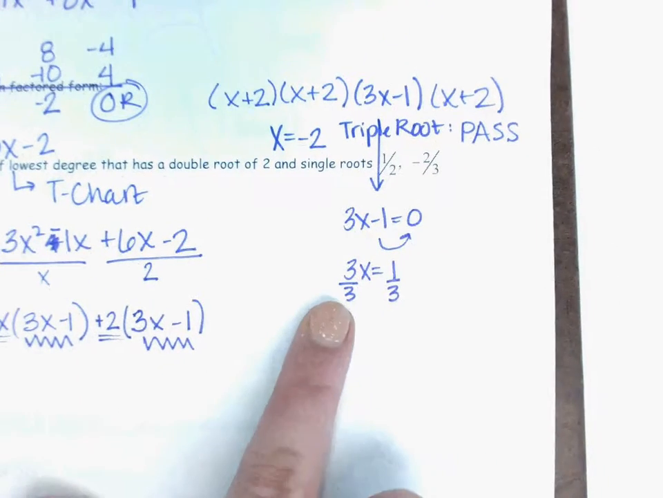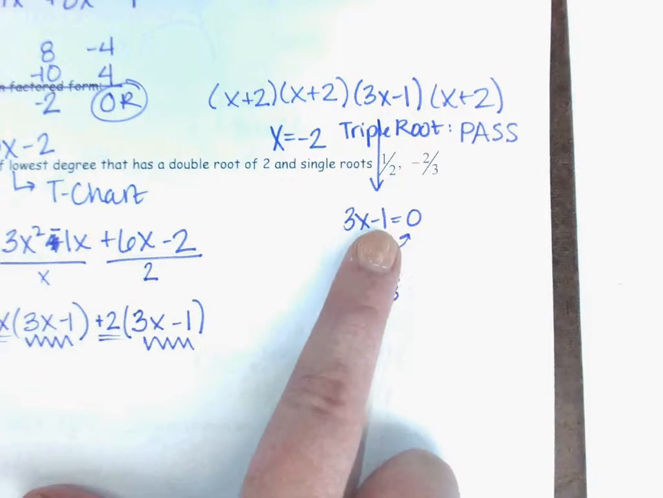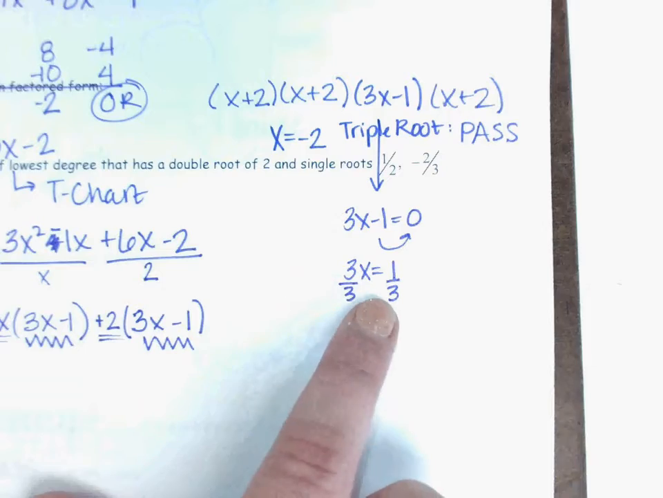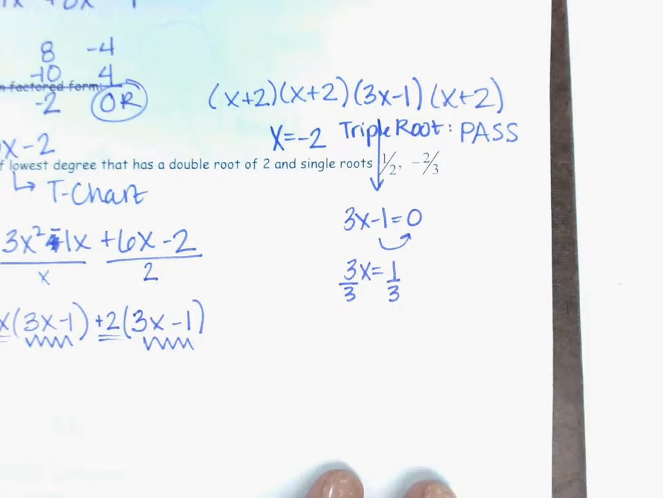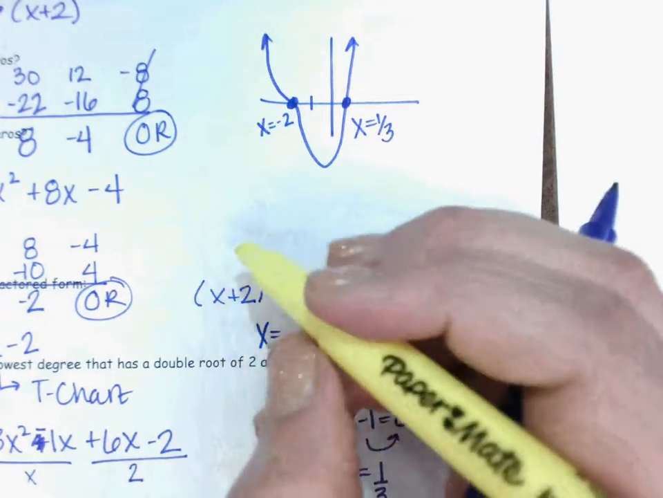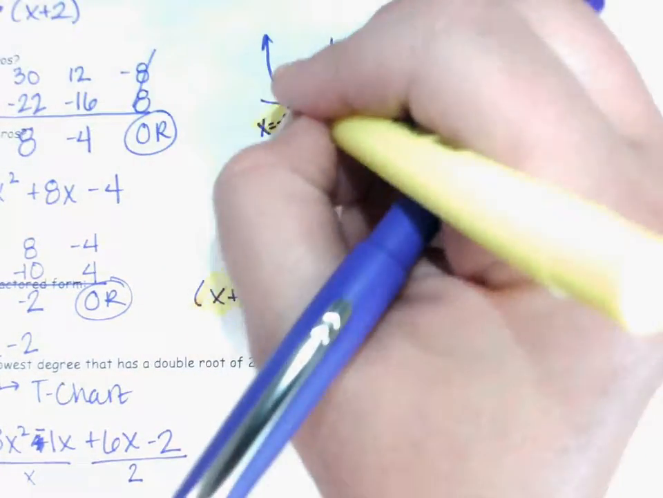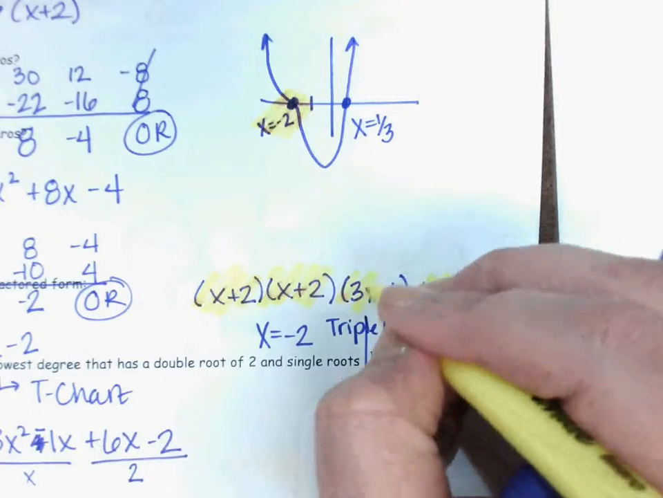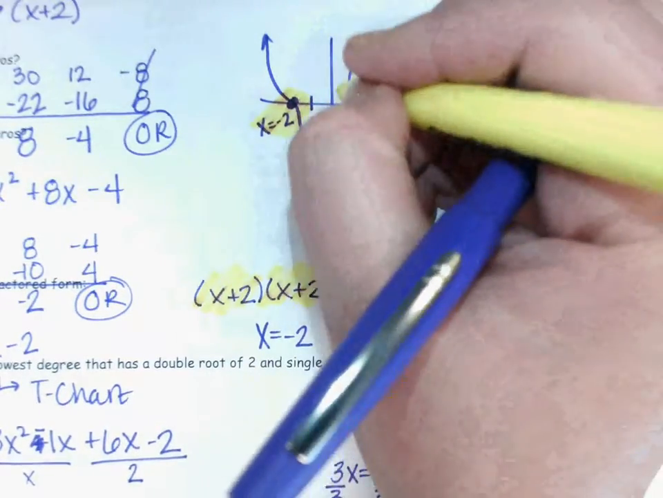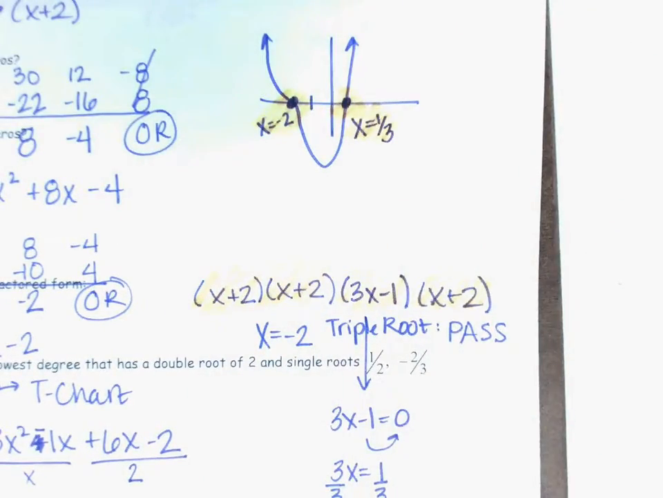Okay, so all I did there was I solved. I set it equal to 0. I added the 1 across, then I divided by 3. So look at your equation. You have x plus 2 3 times. That's a triple root. That gives me the negative 2. Then I had a 3x minus 1. That gives me the 1/3 from my other root. So that one only crossed twice because I had a triple and a single. That's my 4 x's. Does that kind of make sense?